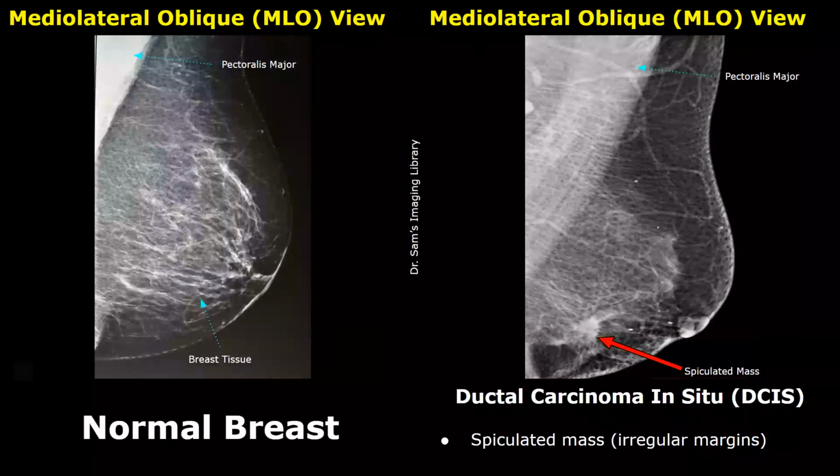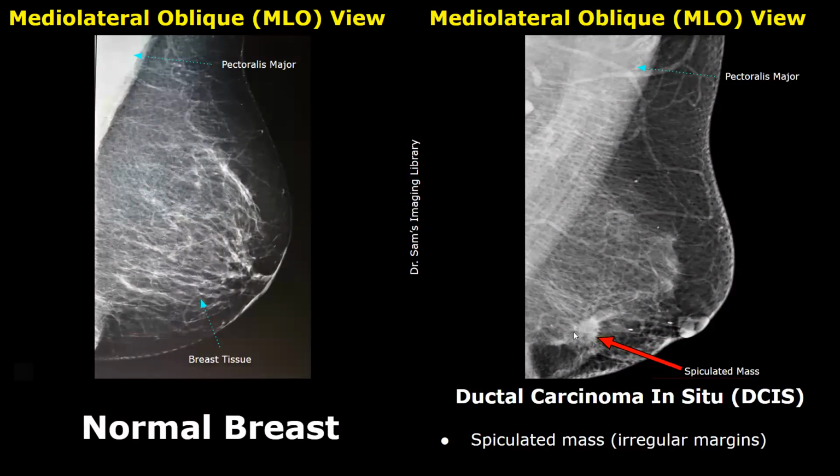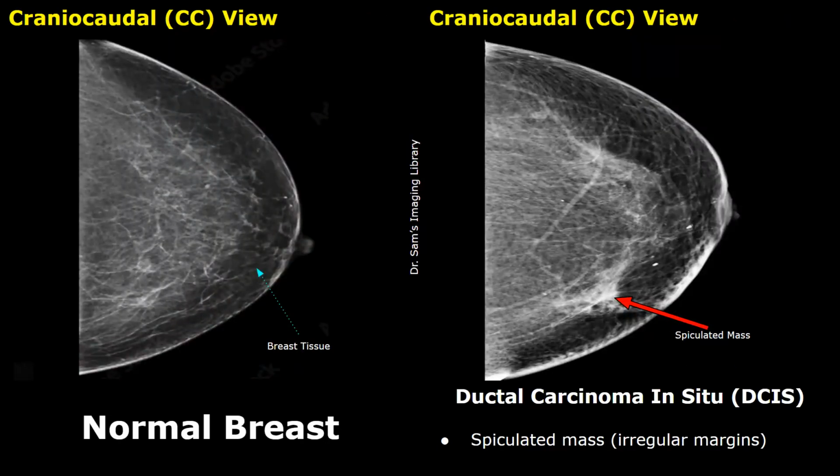DCIS can also appear as a spiculated mass, which is a mass with irregular margins. We can see irregular margins around the mass, so this is a malignant feature on mammography. This image shows a craniocaudal view, and we can see the spiculated mass. The irregular margins can be clearly seen.